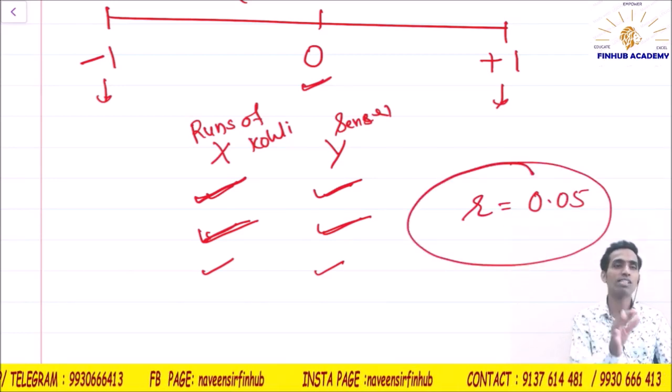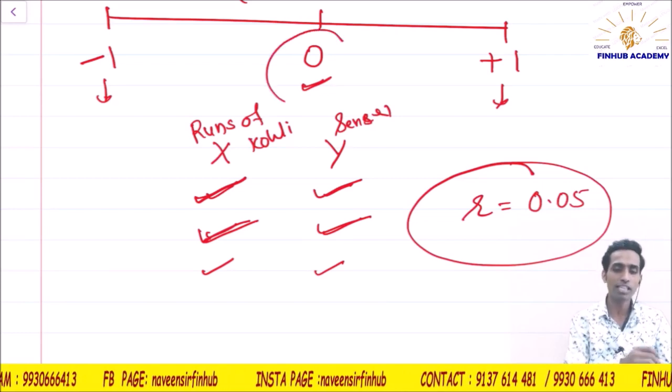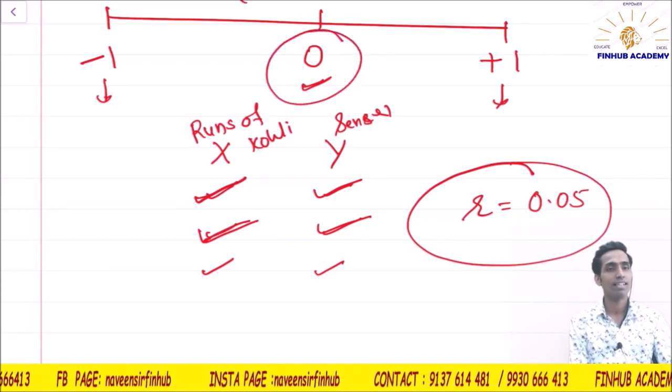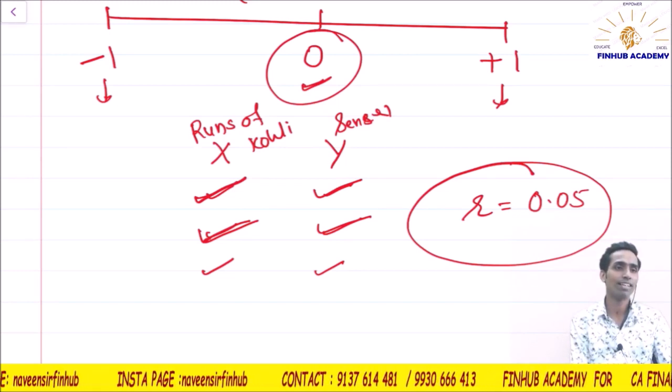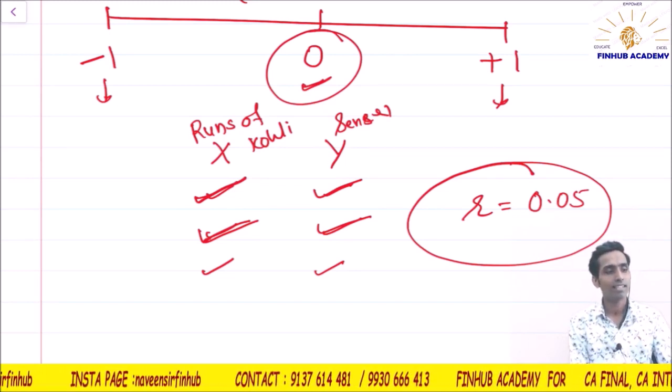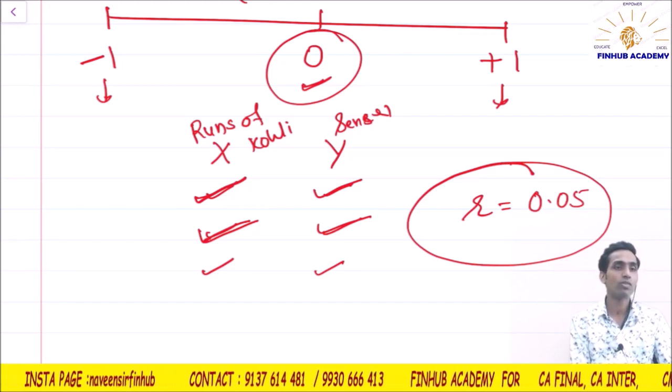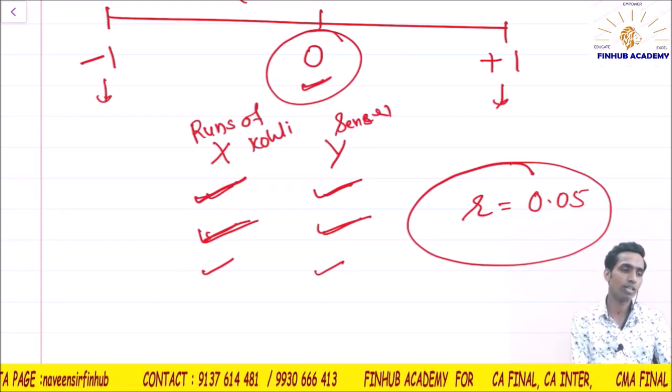Spurious means it's a nonsense relationship. There is no relationship between the two things. Does Sensex move according to Virat Kohli's score? No, it's nowhere related. There is no cause-effect relationship. That is what we call spurious.